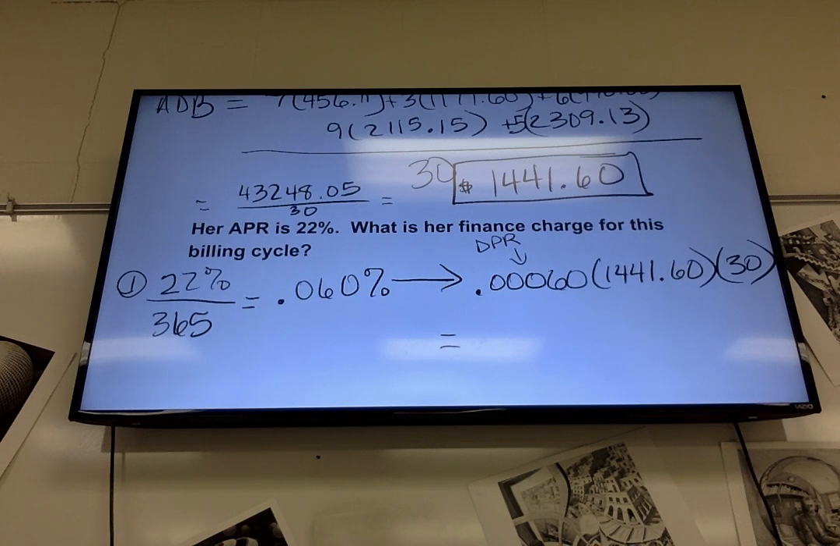So go ahead and, to the nearest cent, Casey, when you multiply that out, let me know what you get. Does it round up? What's after the 4? There you go. Yep, it's $25.95. That's the finance charge.